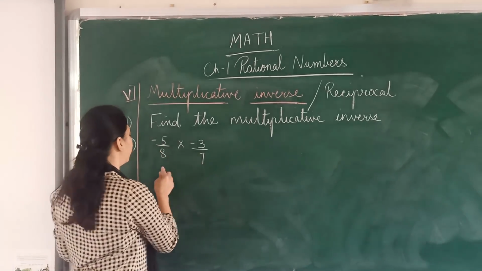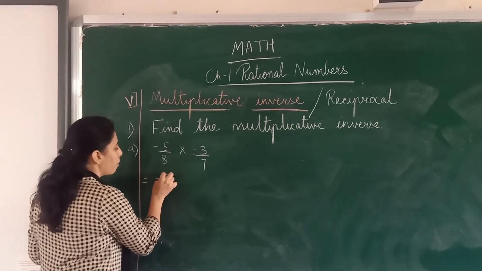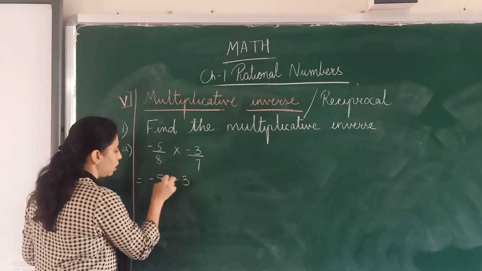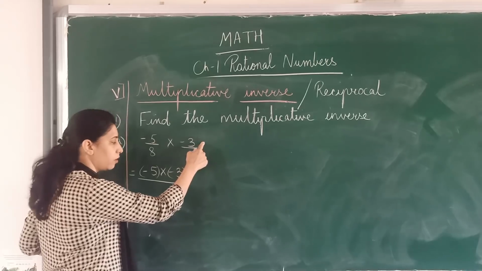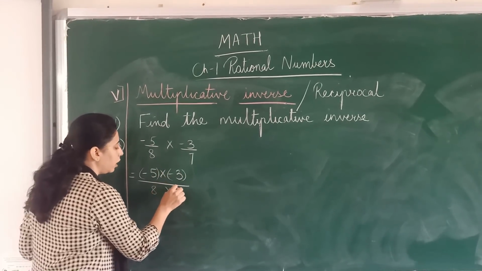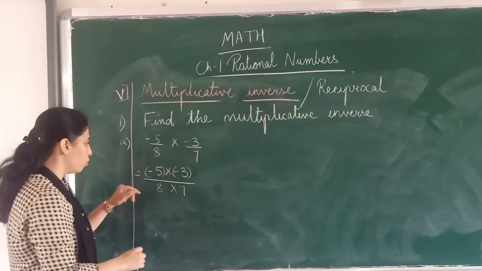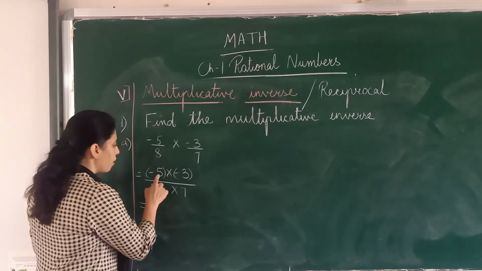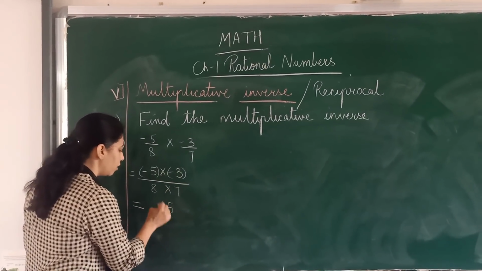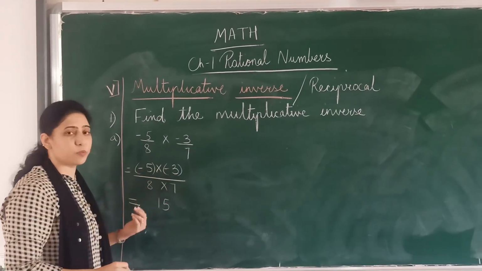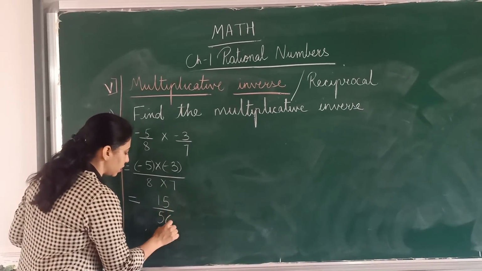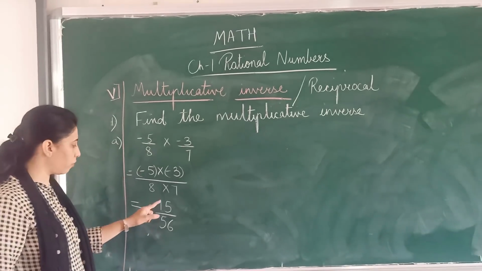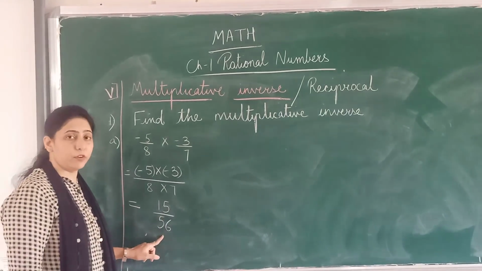So how are you going to multiply these two rational numbers? Minus 5 into minus 3. Numerator into numerator, denominator into denominator. So what will be your answer? 5 3s are 15, minus and minus becomes plus. 7 8s are 56, plus and plus becomes plus. So you have got 15 upon 56.